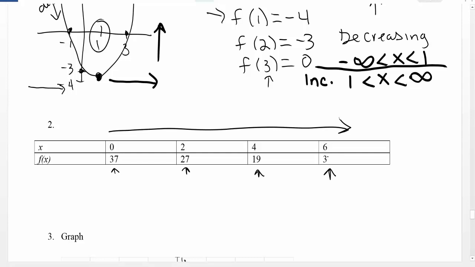They don't stop and turn around and come back up. They could. We could have parts that were increasing and decreasing. But in this case, these numbers continue to go down. So this function for this table is decreasing everywhere. And we can write that. We can say decreasing everywhere.